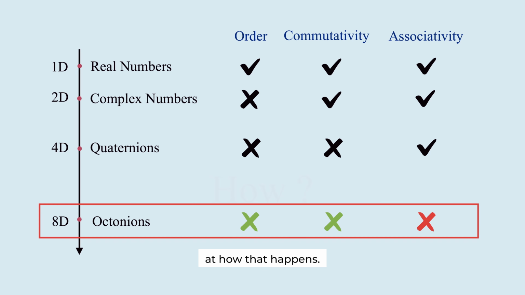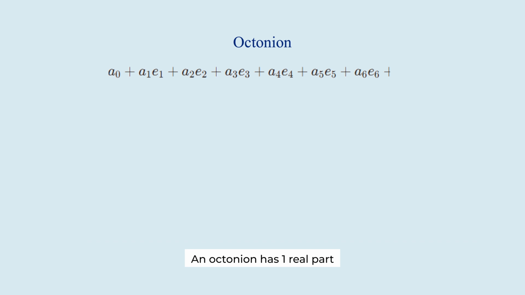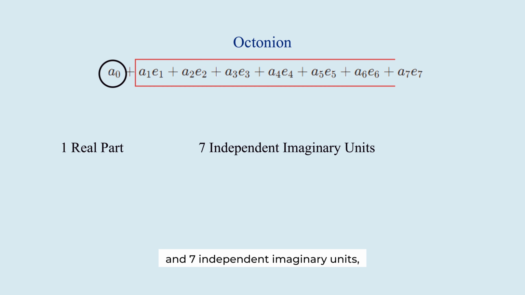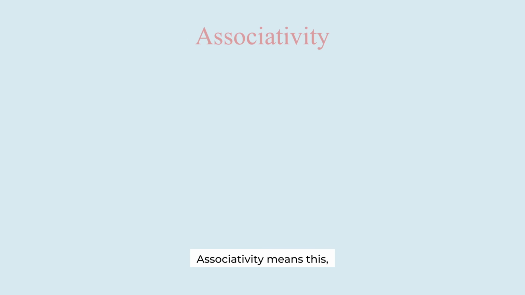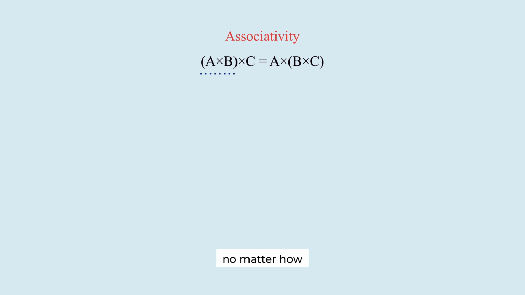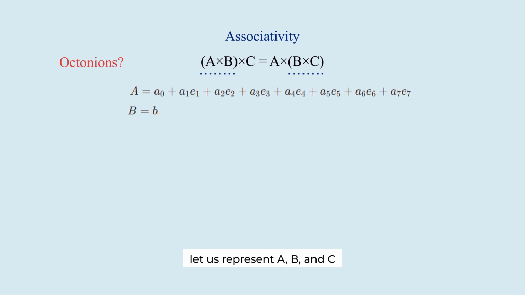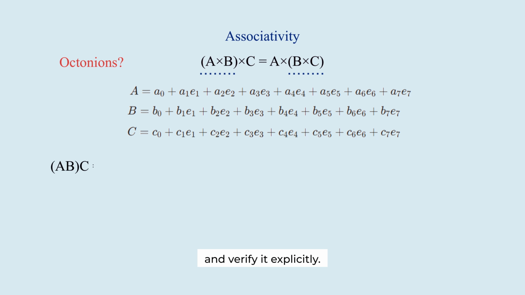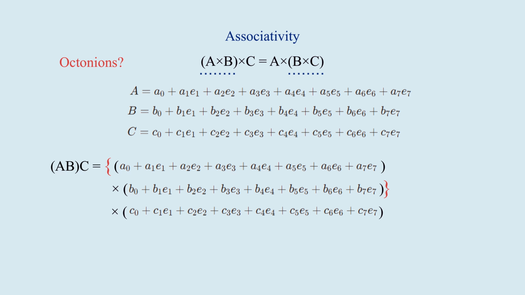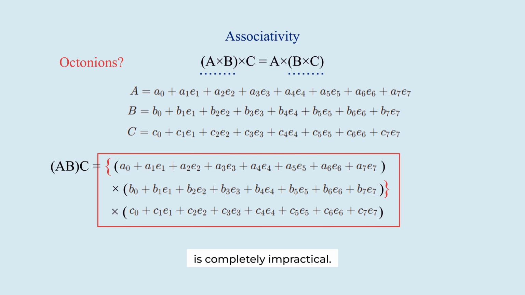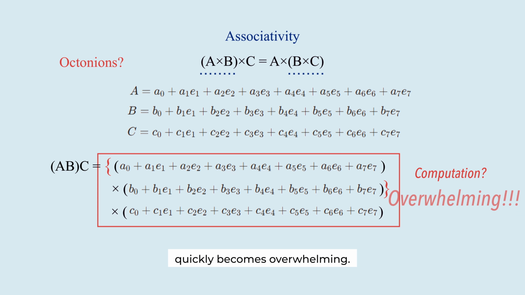Let's take a closer look at how that happens. An octonion has 1 real part and 7 independent imaginary units, so it is an 8-dimensional number. Associativity means this: no matter how we group the multiplication, the result should be the same. To check this, let us represent A, B, and C as octonions and verify it explicitly. But this multiplication is completely impractical because the amount of computation quickly becomes overwhelming.